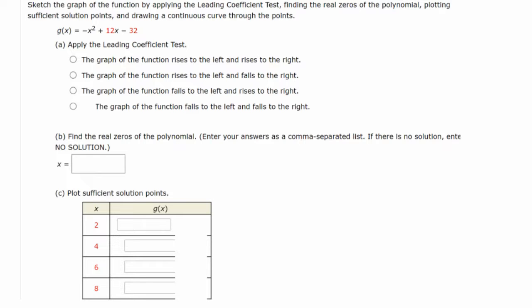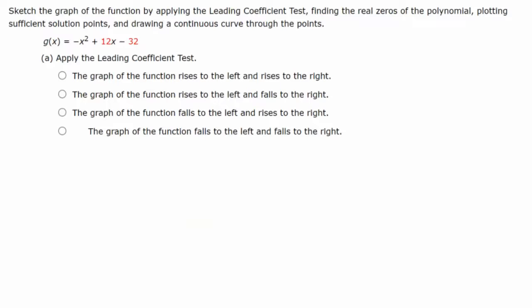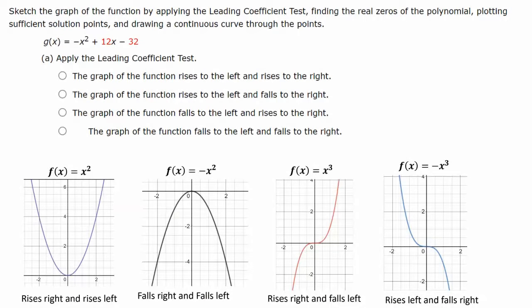So by applying the leading coefficient test, if my leading coefficient was a positive number and the degree is even, that means it's going to rise on the left and rise on the right. But if it's a negative number and it's an even function, it's going to fall on the left and fall on the right. So if we look at the options that we have for this problem, which one would it be? Well, I have what I just explained to you, the graphs here, as far as the leading coefficient test.